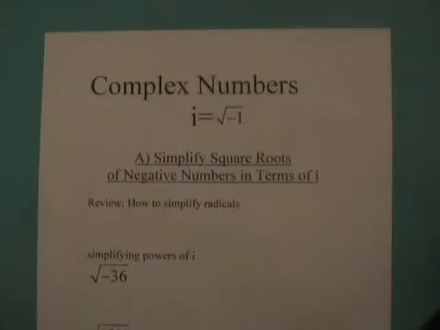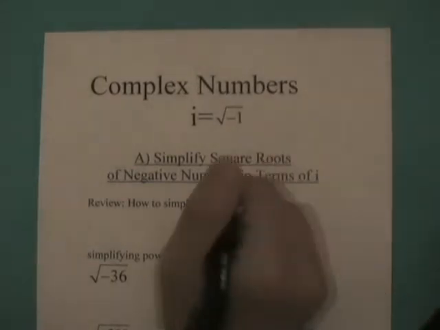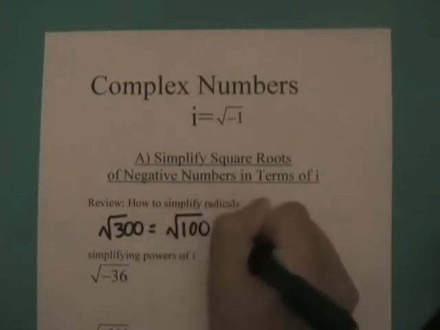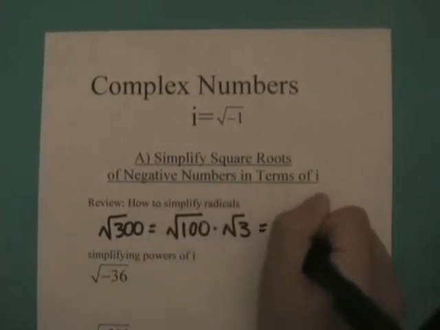What do we do with the i? Okay, let's simplify square roots of negative numbers in terms of i. So we'll start with a review on how to simplify radicals. Let's use radical 300. I want to find the largest perfect square factor. So that will be radical 100 times radical 3, which equals 10 radical 3.